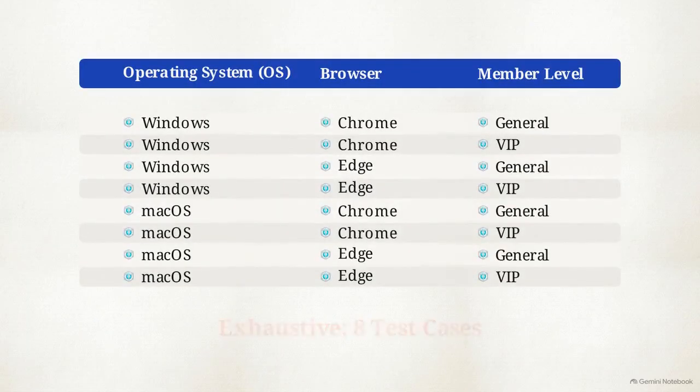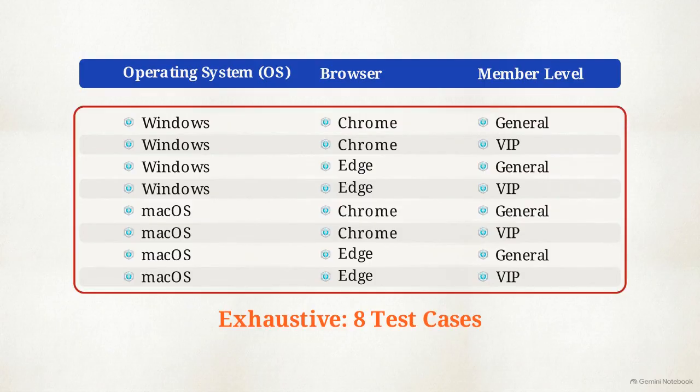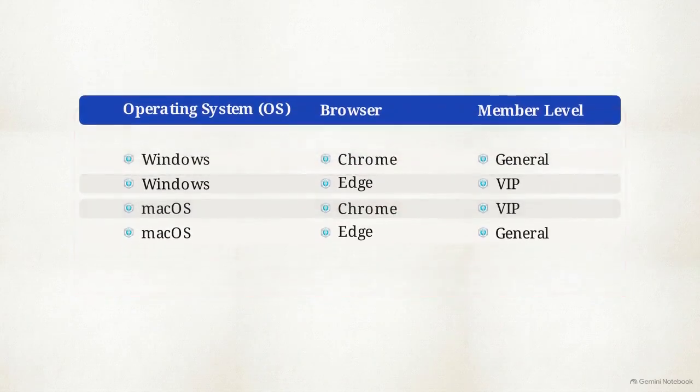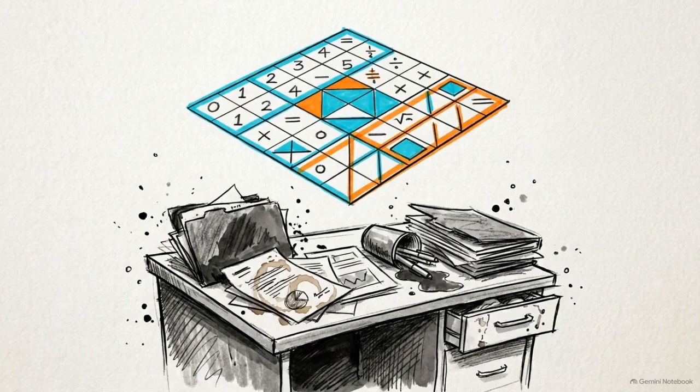Look at this matrix tracking free parameters. If we ran every exhaustive combination, it would require 8 tests. The pairwise algorithm distills this so that every possible 2-variable pair appears at least once, compressing the suite into just 4 highly efficient tests. There is a critical vulnerability here, though.